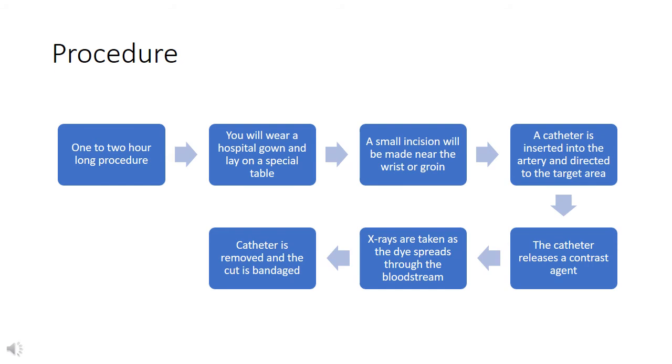For the procedure, you will be asked to change into a hospital gown and lie on a special table. A small cut will be made near the wrist or groin in order to access an artery, and local anesthetic will be used to numb the area beforehand so it will not hurt. A catheter, which is a long, thin, flexible tube, is inserted into the artery.